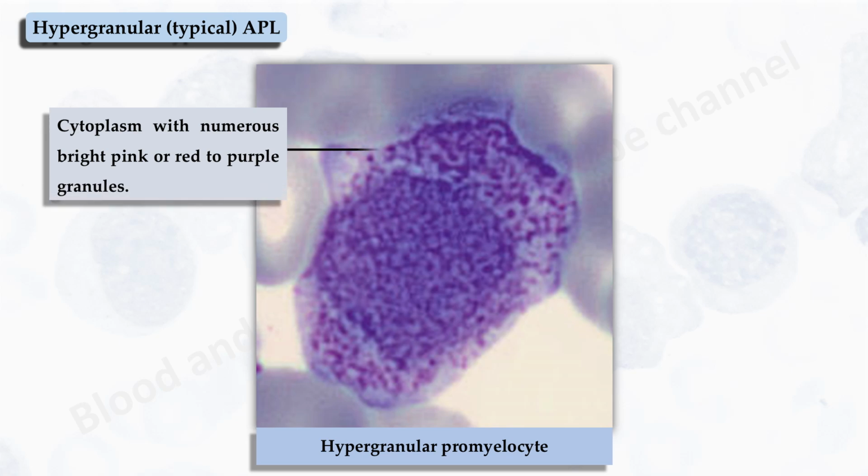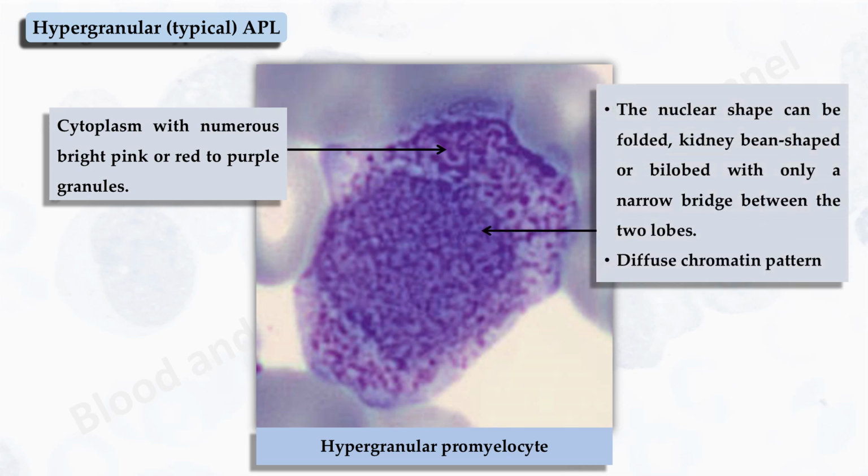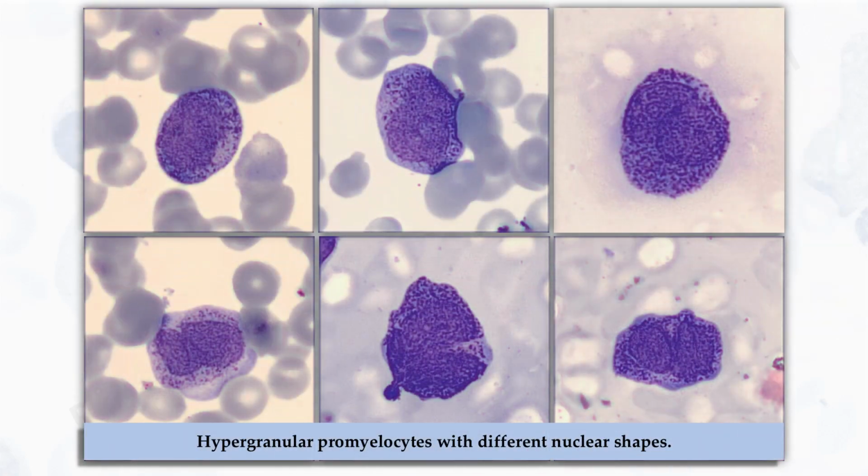In hypergranular promyelocyte, the cytoplasm is densely packed with numerous bright pink or red to purple granules, which can obscure the nucleus. The nuclear shape can be folded, kidney bean-shaped or bilobed with only a narrow bridge between the two lobes. Nucleus has a diffuse chromatin pattern and one or more nucleoli. Hypergranular promyelocytes with different nuclear shapes in peripheral blood of a patient with typical APL.